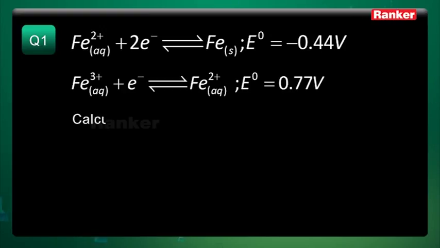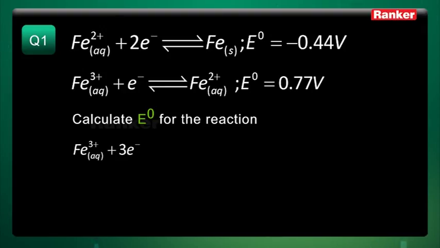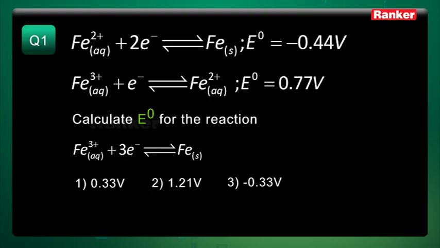Using these two values, we have to find out E0 for another electrode system, that is ferric to metallic Fe electrode, that is Fe3+ + 3 electrons gives Fe. We need to find out E0 Fe3+/Fe from the data. Now the four options given are, the first option is 0.33 volts, second option is 1.21 volts, third option is minus 0.33 volts, and the fourth option is minus 0.04 volts.